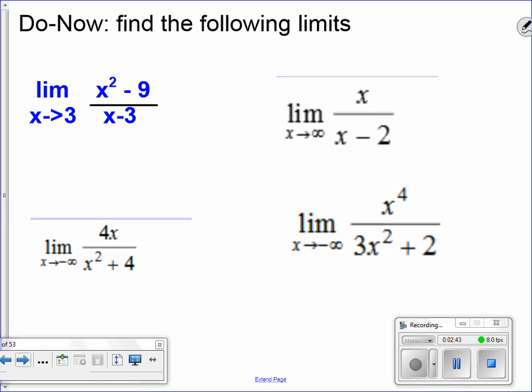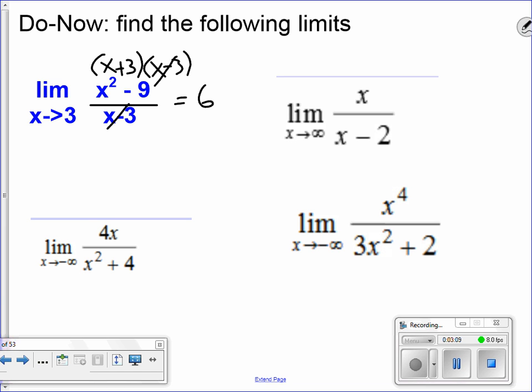Did we get an answer yet? What did you get, Ryan? You got 6 also? What did you guys do to get this? Because when you first try to plug in the 3, what do you get? 0 over 0. So one way to do it is you factor, cancel, and then substitute. And you do get 6.